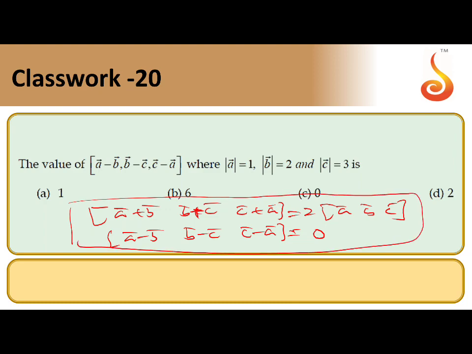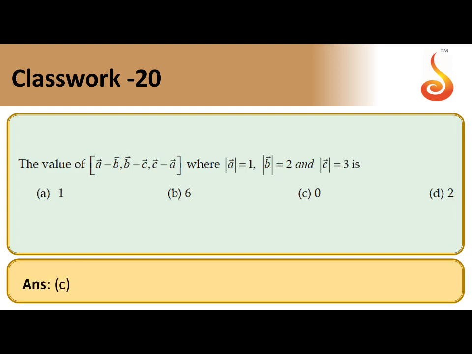These problems are there in the NCERT textbook also. So the box product of A plus B, B plus C, C plus A is 2 times box ABC, where A, B, C are non-coplanar vectors. And A bar minus B bar, B bar minus C bar, C bar minus A bar is 0, irrespective of what A, B, C are. So here, A minus B, B minus C, C minus A, what is the answer? Option C, 0. Is that clear? These two standard results you have to remember.